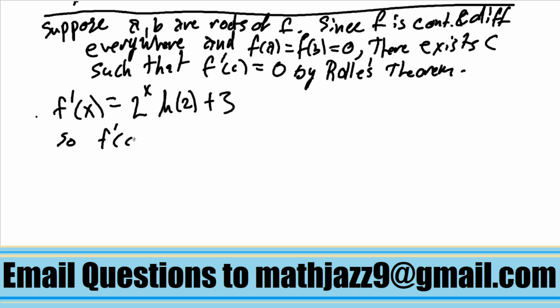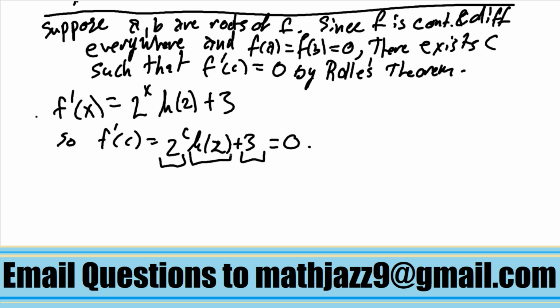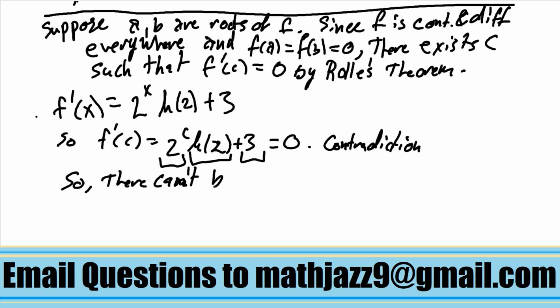So that means f prime of c, which is 2 to the c ln 2 plus 3, should equal 0. But this is a positive number. This is a positive number. This is a positive number. You can't add two positive numbers and get 0. So this is a contradiction. So there can't be two roots.